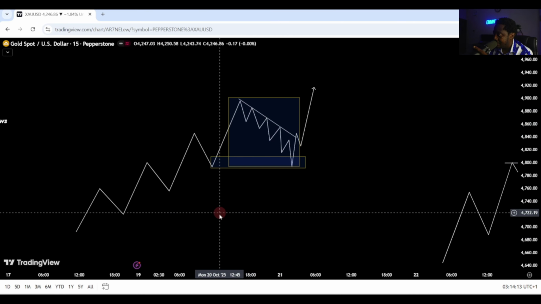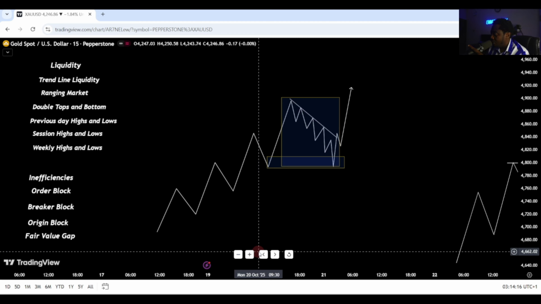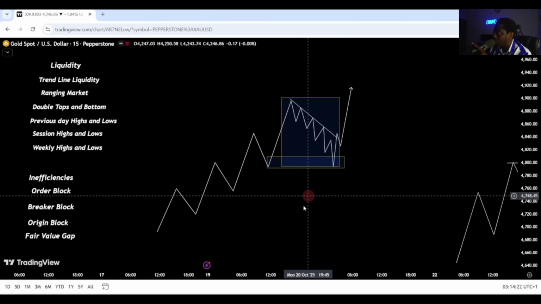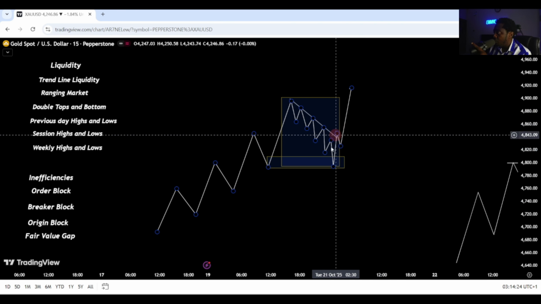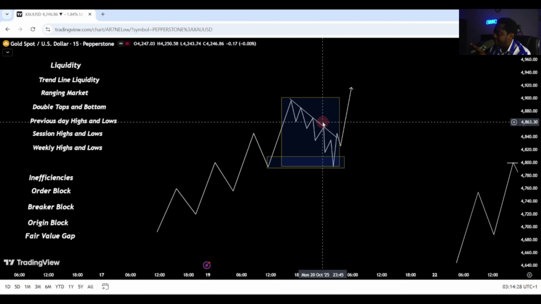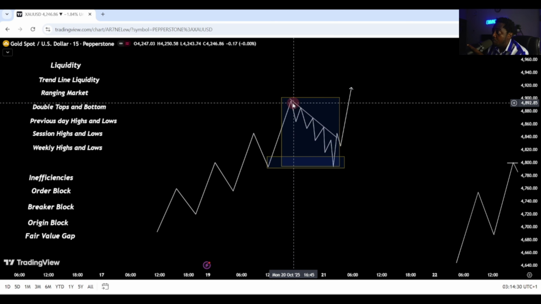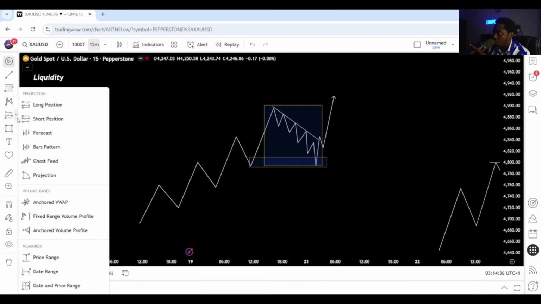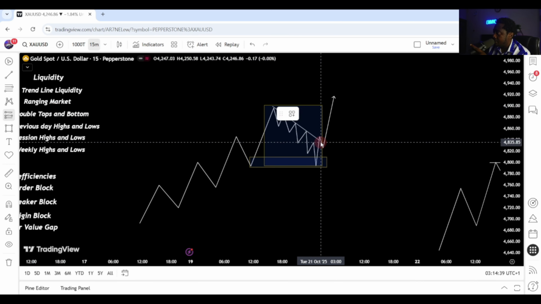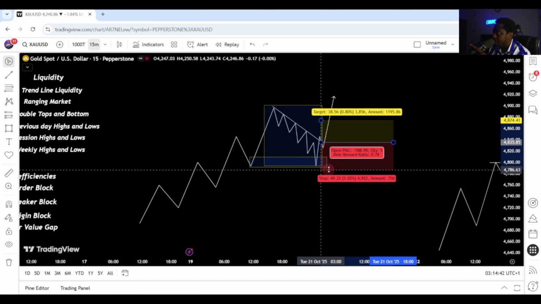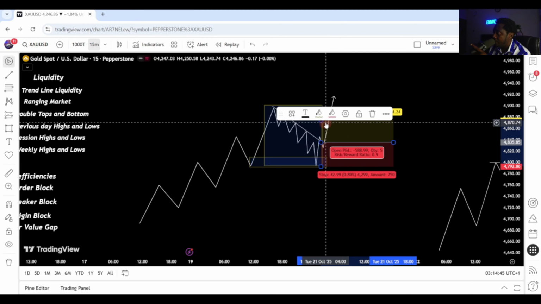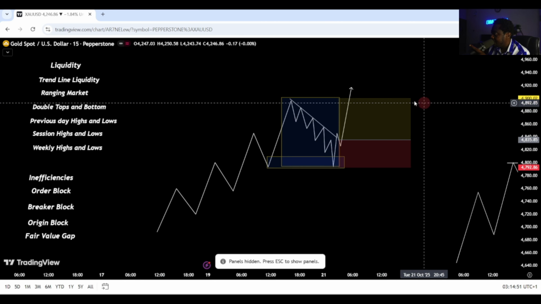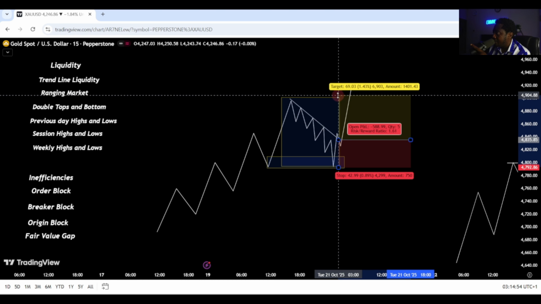If you see something like this, all you need to be looking for is a shift of structure, an internal shift of structure, a little pullback, and a continuation. Once price breaks the trend line, it is an indication that you'll be grabbing the Asia high. So what you'll be doing is you will buy here, at this place. Your stop loss will be below the Asia low, and your first take profit will be at the Asia high. This is a beautiful trade, as you can see right here.